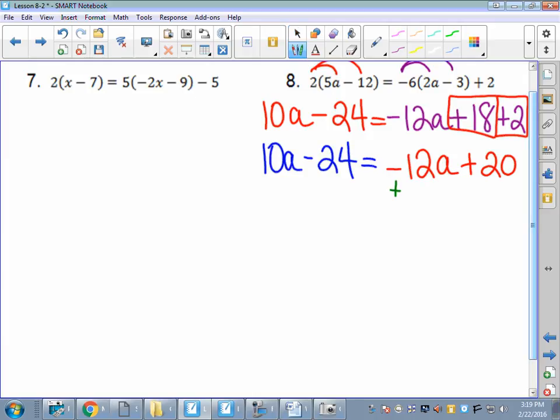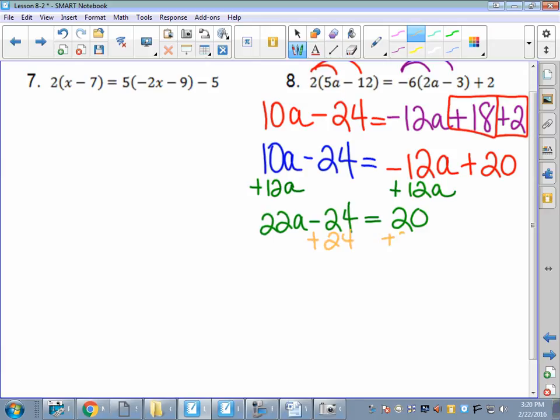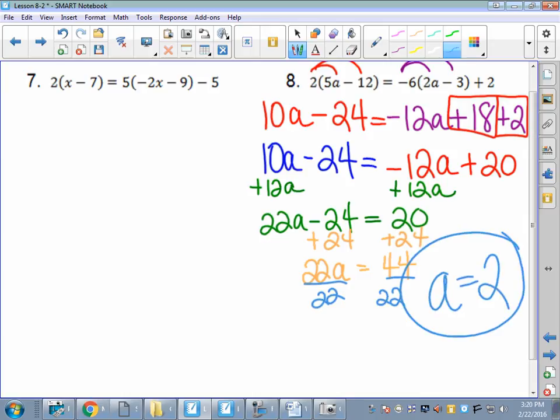So I'm going to start by adding 12a. So I've got a 22a minus 24 equals 20. 2 more steps. What's our next step? Add 24 to both sides. So 22a equals 44. That's convenient. Last step. And what's your solution going to be? Double check my math, but I think 44 divided by 22 is 2. So distributive property combining like terms. That's really what this is all about. Once you get this down, you are good to go.